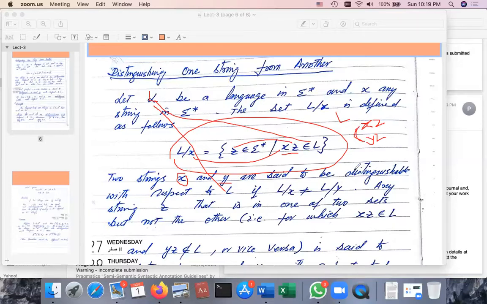are not distinguishable. But if xz and yz are not equal, if one is belonging to that language L and the other is not belonging to that language L, then we can say this situation, L over x not equal to L over y. And only in this way we can infer a result that x and y are distinguishable.